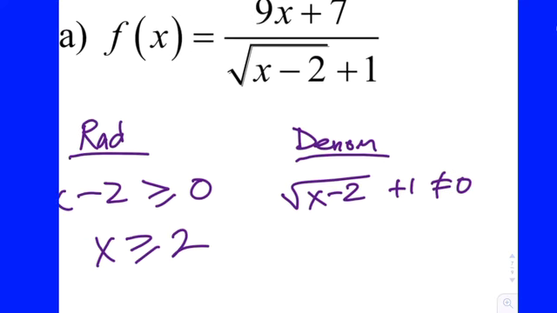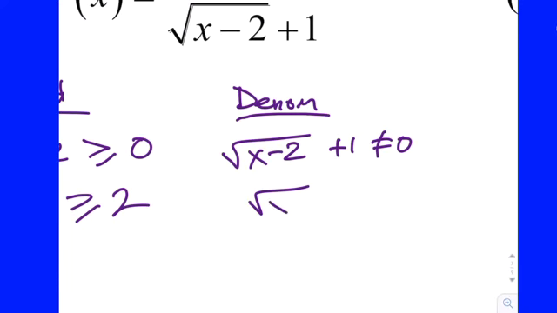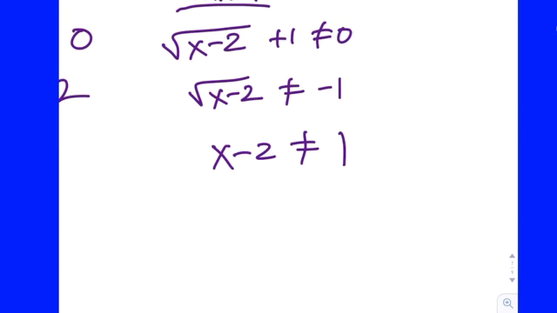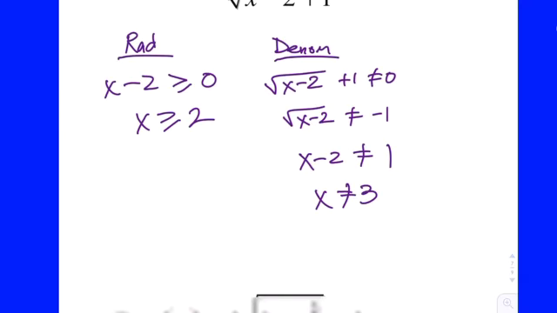radical. So to do that, we will simply bring the 1 across and it becomes -1. We've isolated the radical. Now we can square both sides. So the square root of x minus 2 squared is x minus 2, and -1 squared is 1. And now we can solve. We add 2 to both sides, and we get that.